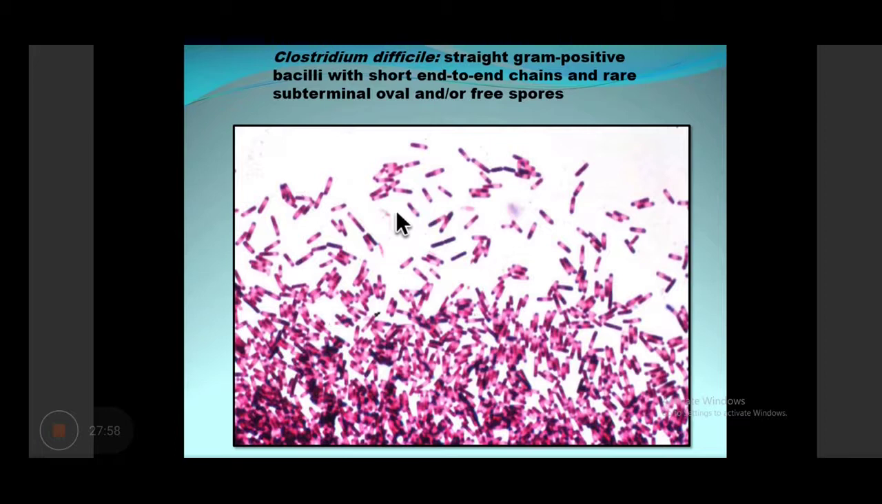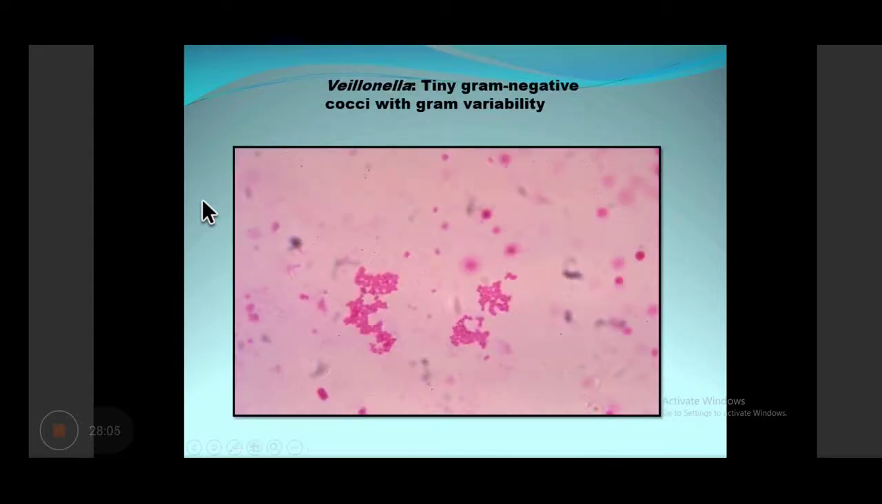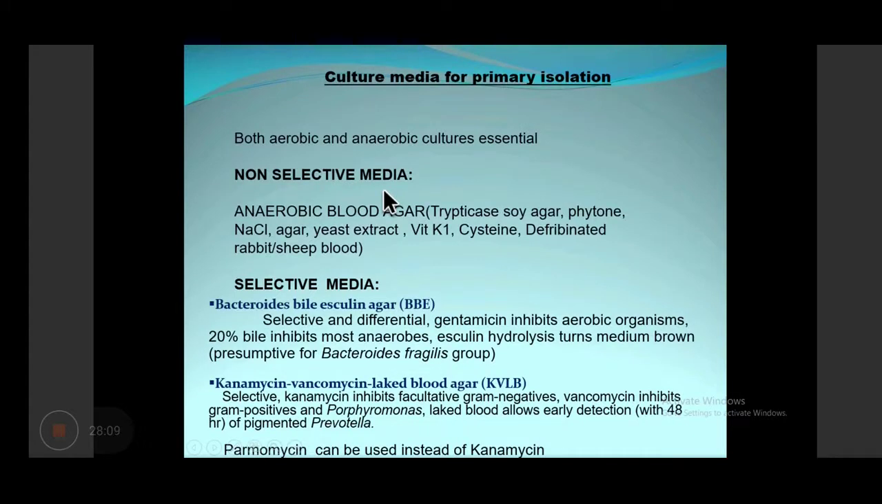Veillonella. These are the gram negative with gram variable. What are the primary isolation media for anaerobes? Are anaerobic media selective or non-selective? The non-selective medium, the common one, is blood agar.